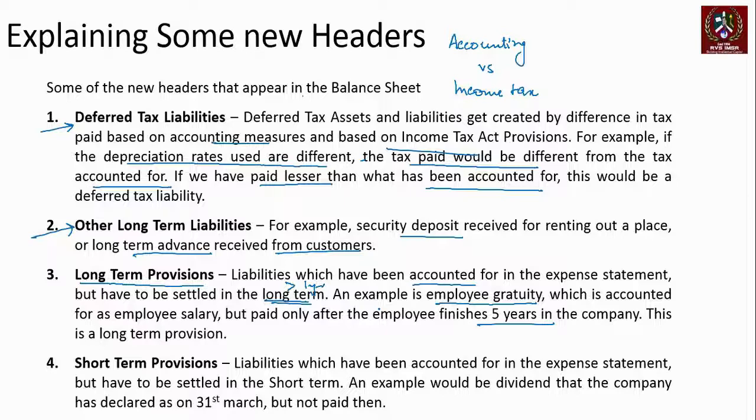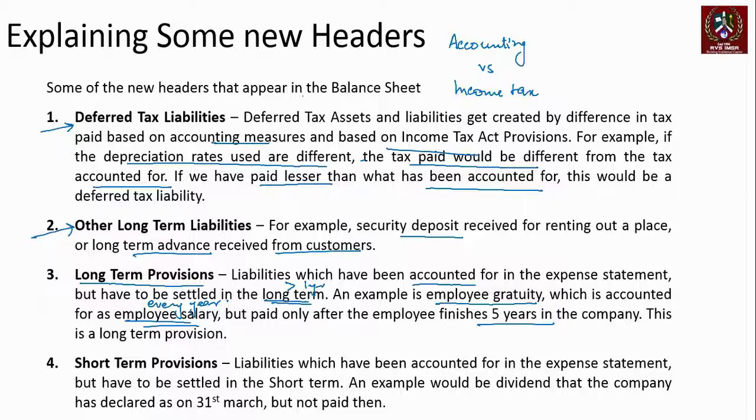Now this is already accounted as employee salary every year, but it is paid out only after 5 years. So you keep accounting for it and you keep adding it up because you have not really paid it out, right? So your P&L will show this as employee salary, but your balance sheet will keep showing this as a long-term provision because you have not yet paid it out. You're only going to pay it out if the employee completes 5 years in the company.